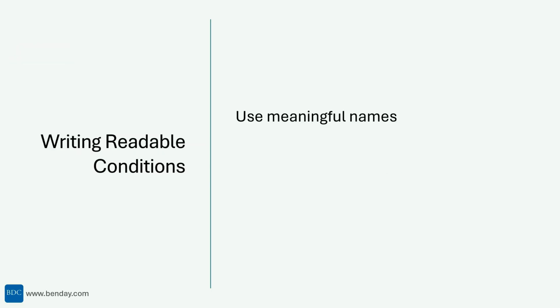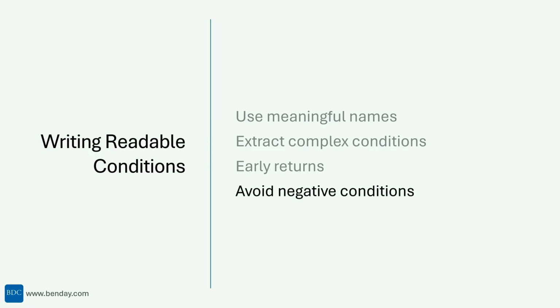Instead of if x > 17, write if age >= voting age. Your future self will thank you. Pull complex conditions into well-named Boolean variables or methods. If is eligible for discount is way clearer than a bunch of ands and ors. Don't nest unnecessarily, check error conditions first, and return early. This keeps your happy path code at the main indentation level. Instead of if not is valid, write if is valid. Double negatives are confusing.